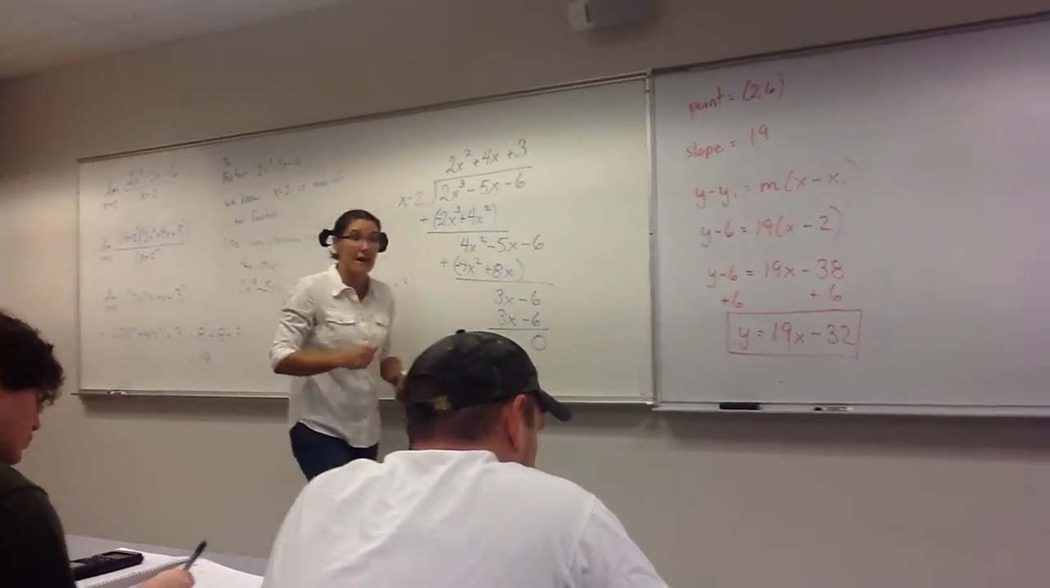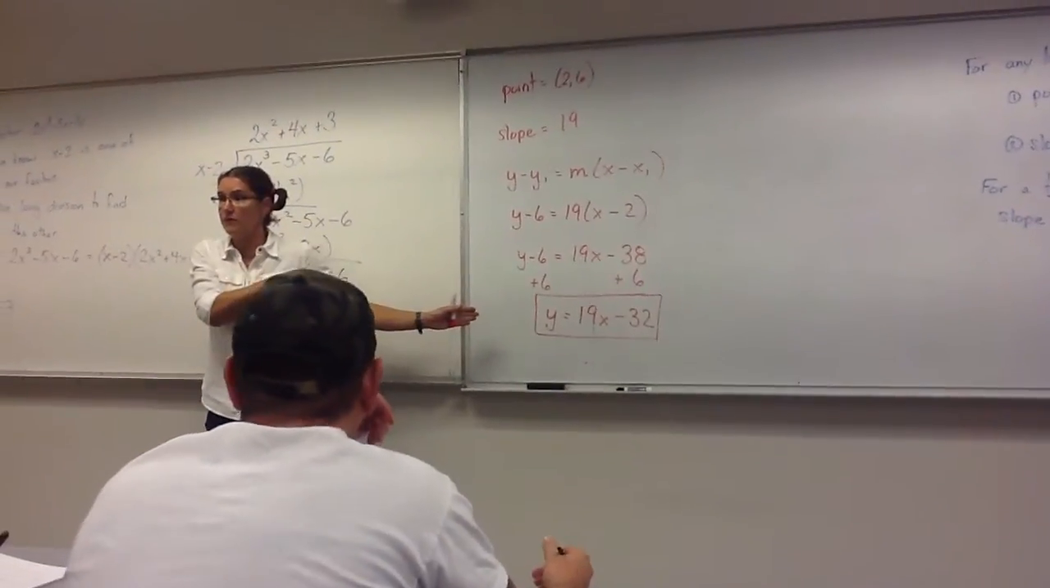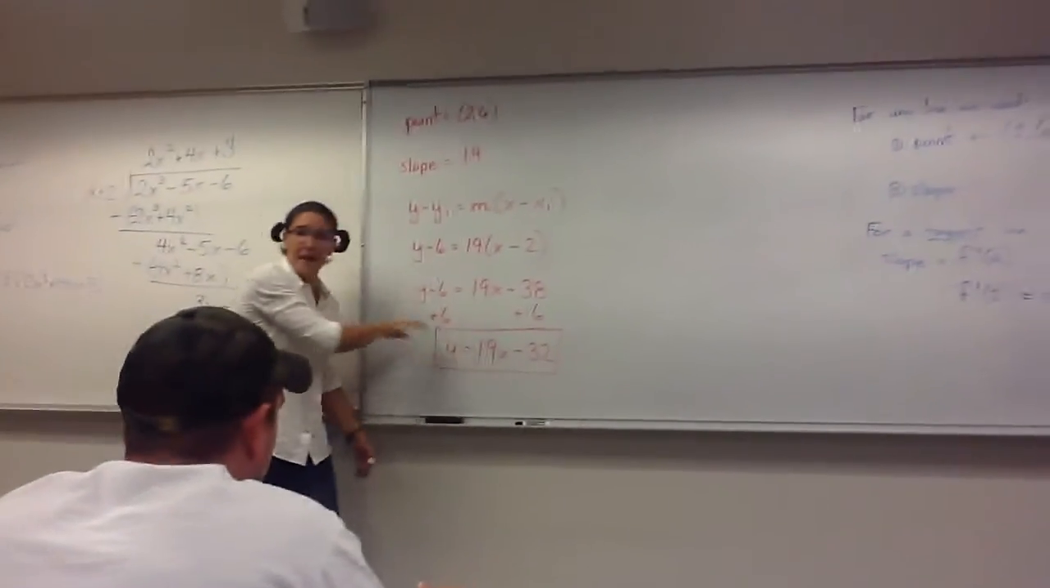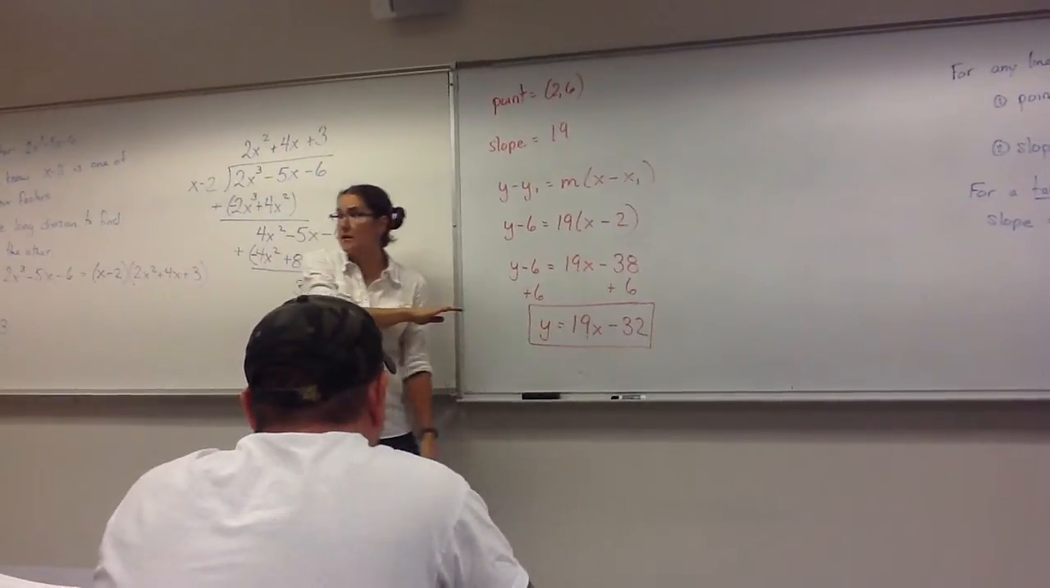So what I'd like you to do now is go back to your calculator where you had a picture of the original function. And I'd like you to graph as a second function, a second picture on there, y is equal to 19x minus 32.